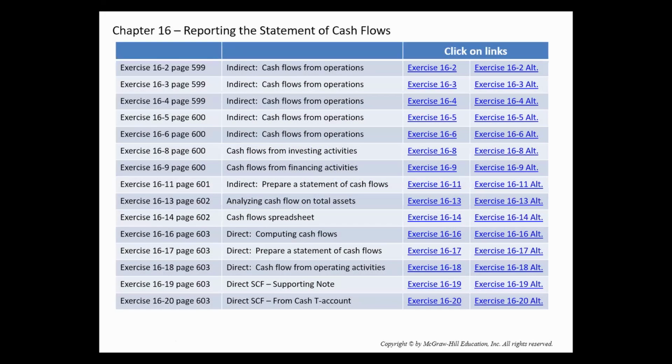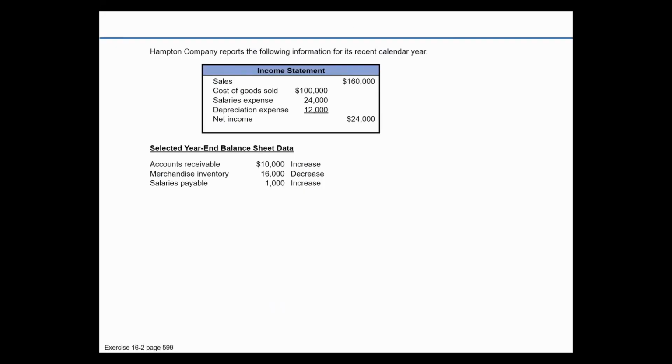So again, we're going to continue our discussion about Chapter 16, which is dealing with how we report the statement of cash flows from operations. Hampton Company reports the following information in their recent calendar year. So we'll prepare the operating section of their statement of cash flows using the indirect method.